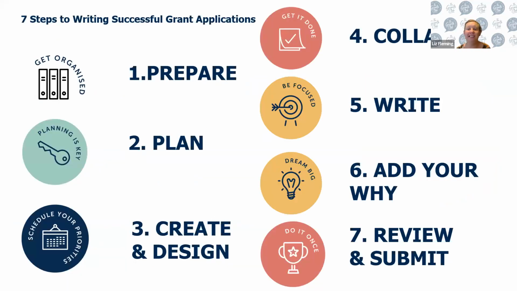So there we have it, the 7 steps to writing successful grant applications. I don't want you to think it is a lot, but if it's planned, if we know what we're doing and we break it all down and follow these steps, it's a much simpler process. If you have any questions, pop them into the chat. And if you want to, can you please write in the chat what your biggest takeaway was from today?